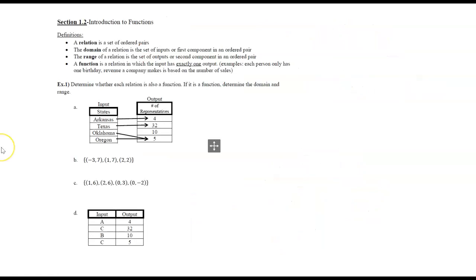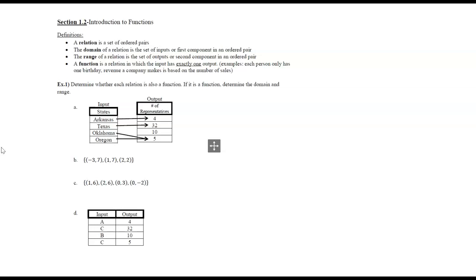Okay, let's look at 1.2, Introduction to Functions. So a relation is just a set of ordered pairs. So basically anytime you have that set of ordered pairs, that's a relation. Now, a function is a special kind of relation. We'll talk about that in a minute.